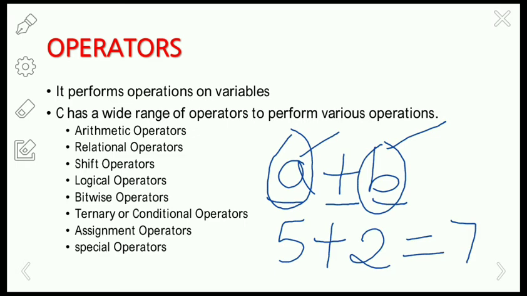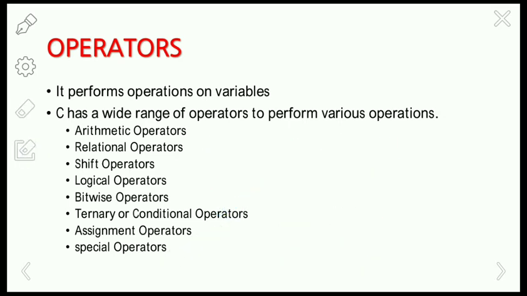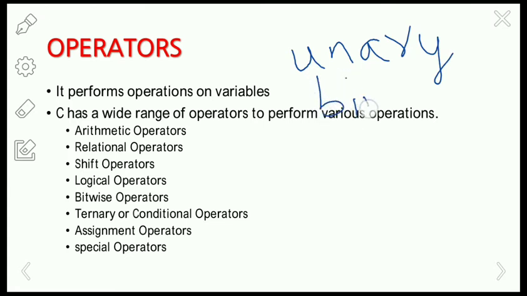C language has different types of operators like arithmetic operators, relational operators, shift operators, logical operators, bitwise operators, ternary or conditional operators, assignment operators, and special operators. In general there are two types of operators: the unary operator and the binary operator.